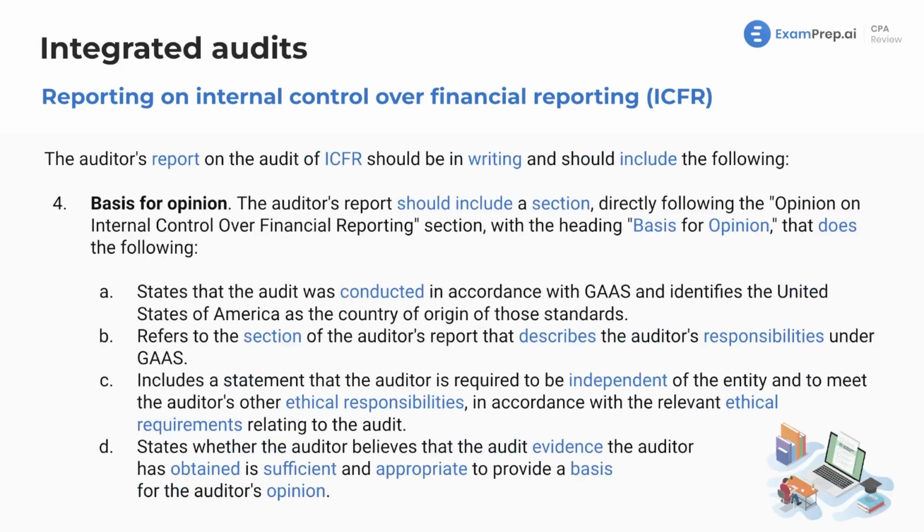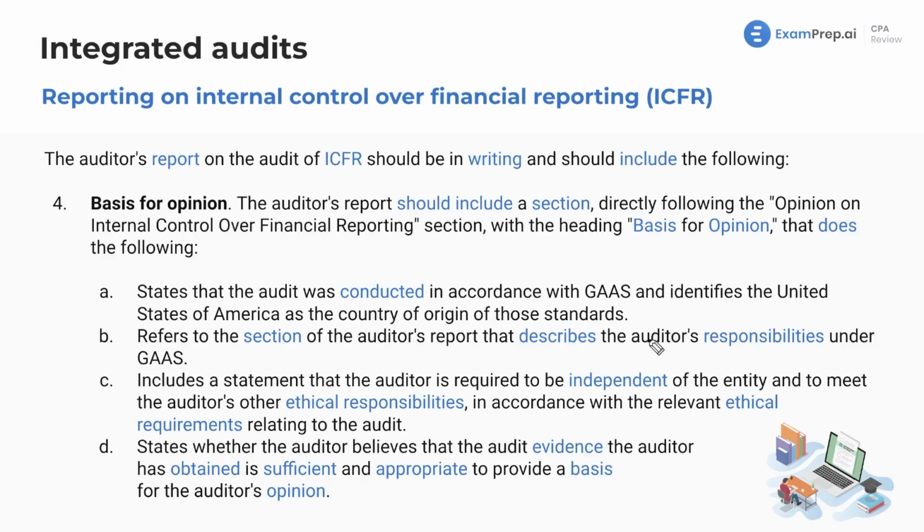We also have to give the basis for opinion, like we see in a normal audit. We gave the opinion, and let's elaborate on that essentially. We have to state that the audit was conducted in accordance with GAAS and identify the USA as the country of origin, and refer to the section of the auditor's report that describes the auditor's responsibilities.